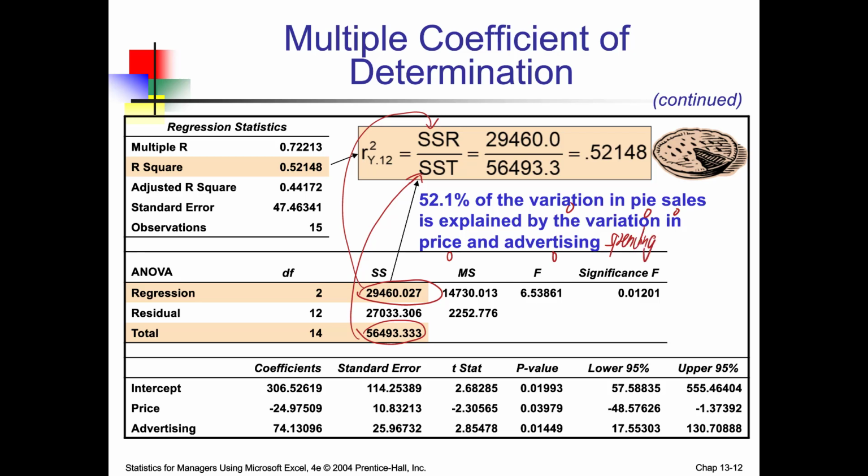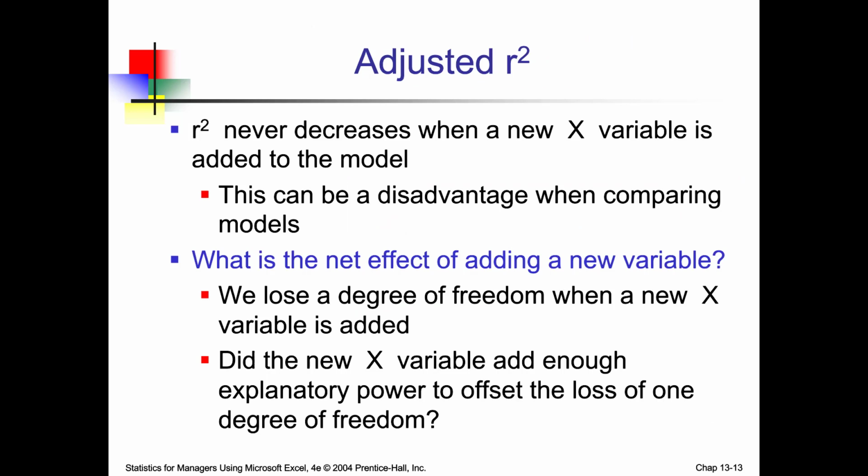So the model is explained by those two independent variables with 52.1% of effectiveness. And that's how we interpret R squared. And also, an interesting phenomenon is R squared always increases when we add a new independent variable x.